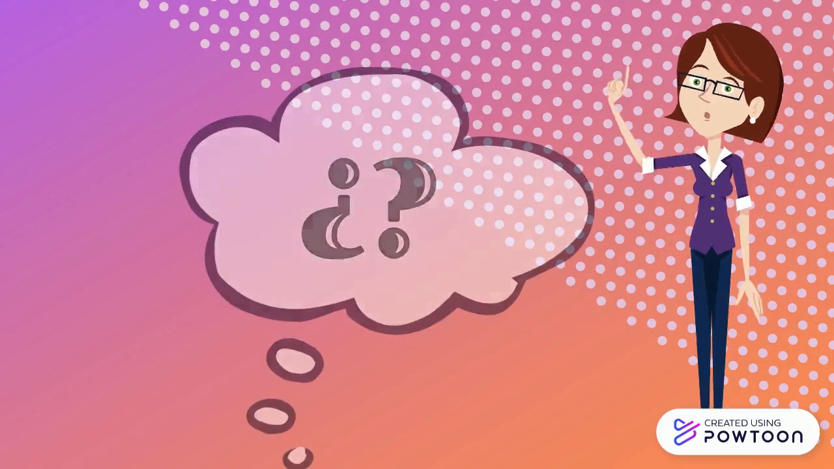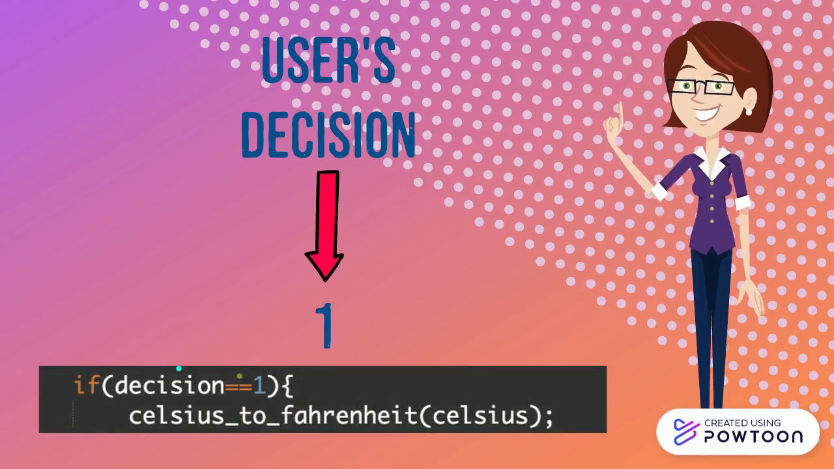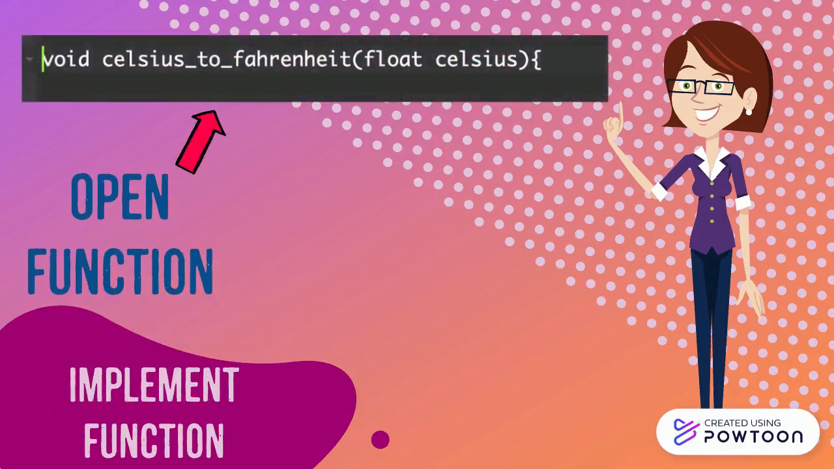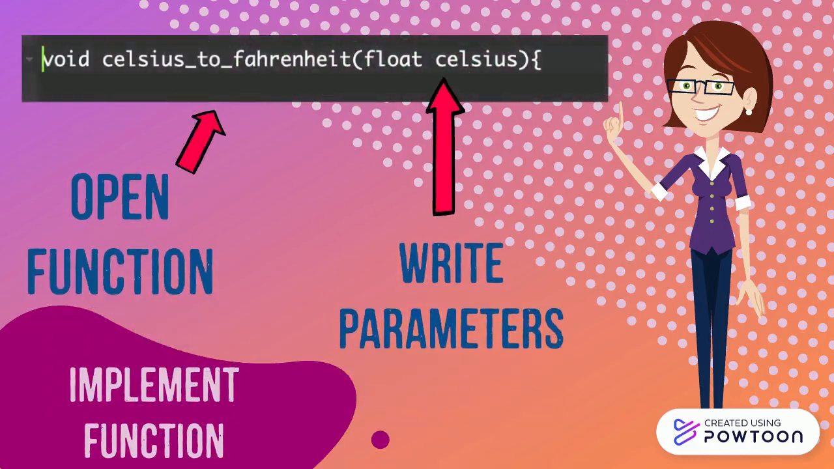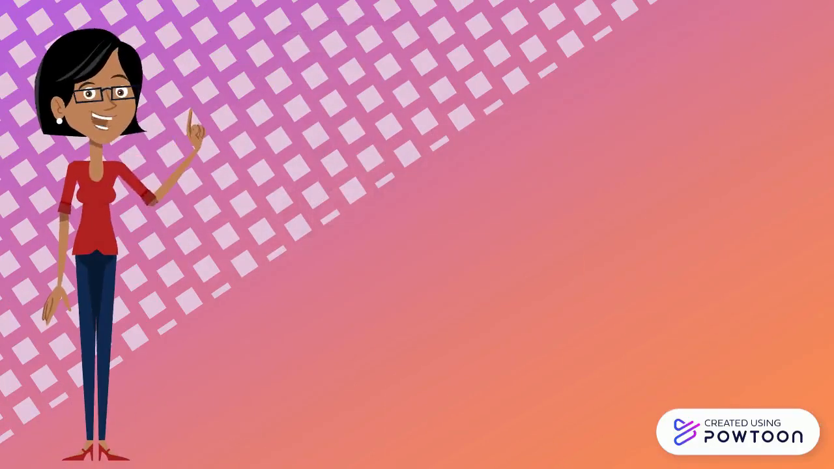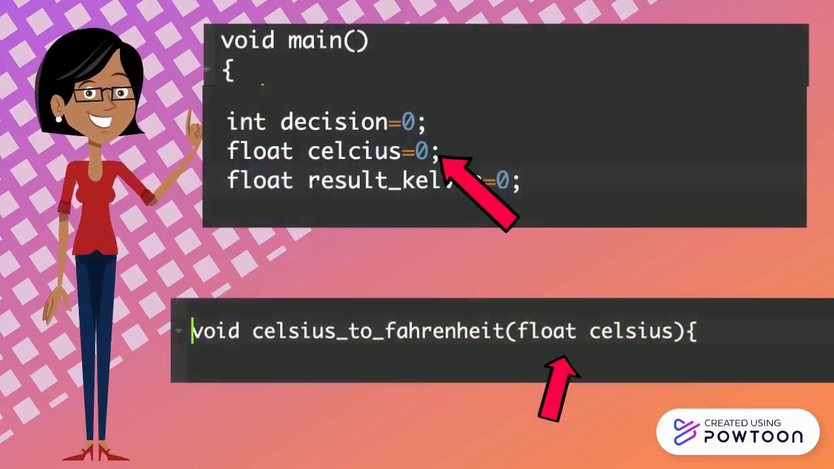As we said, if the user's decision is 1, you will call the function Celsius to Fahrenheit, and you might be wondering why and what is in there. Well, let me explain. At the beginning of the program, you declared that function, but now you'll implement it. First, open the function and write the parameters you will use, in this case, the variable Celsius. But what do you mean with parameters? It is when you need a variable that is in another function. In this case, we need a Celsius variable.